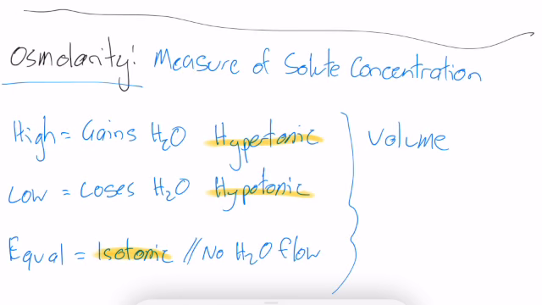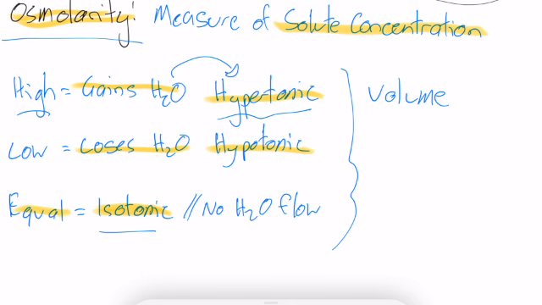One final thing I want to mention before the finishing of this video is osmolarity. We know osmolarity is the measurement of solute concentration, and we can distinguish the osmolarity of something based off its tonicity. So we know something with a high osmolarity is something that will gain water, and as talked about before, something that gains water is hypertonic. Low osmolarity will lose water, hypotonic, and equal osmolarity is effectively your isotonic with no water flow.